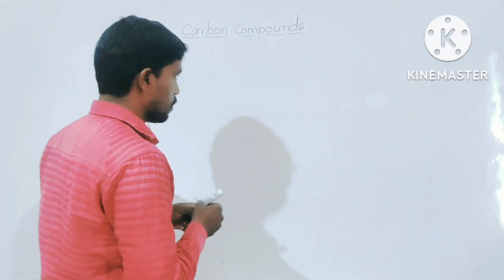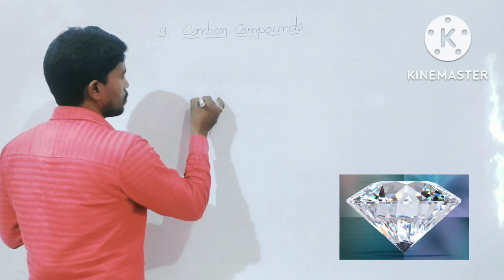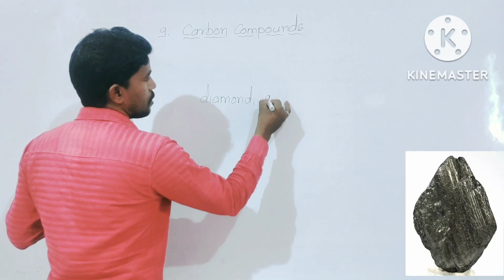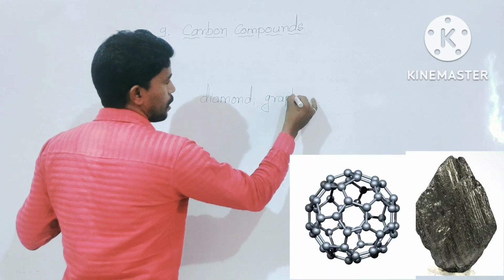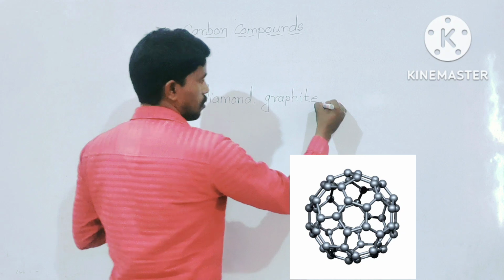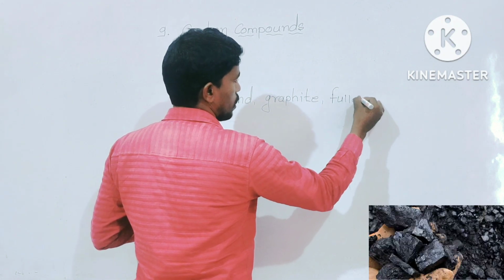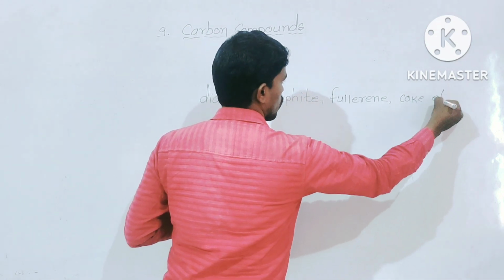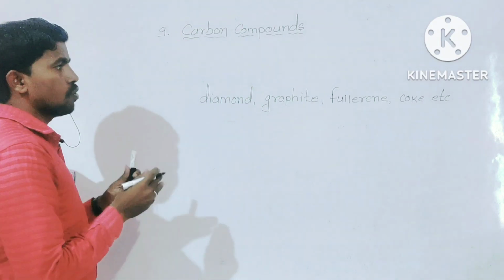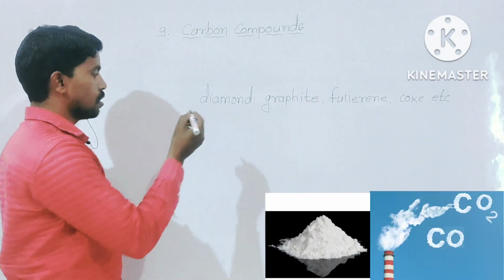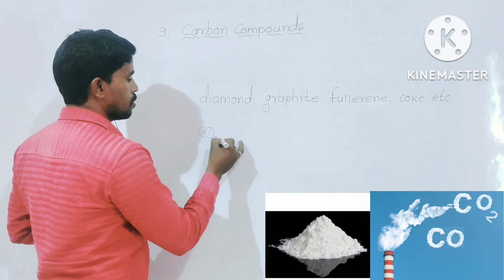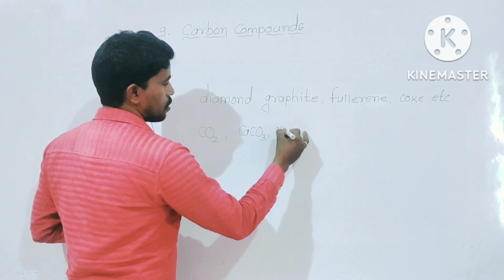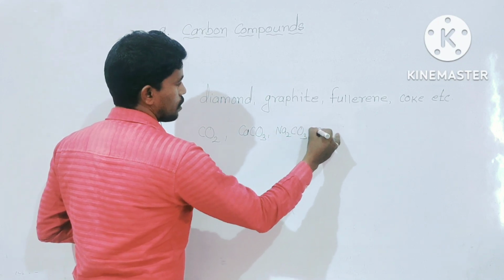For example, elemental forms are such as diamond. It is found in nature in the form of diamond, graphite, fullerene, and also coke, etc. And this carbon is also found in nature in the form of compounds such as carbon dioxide, and carbonates such as calcium carbonate, sodium carbonate, etc.